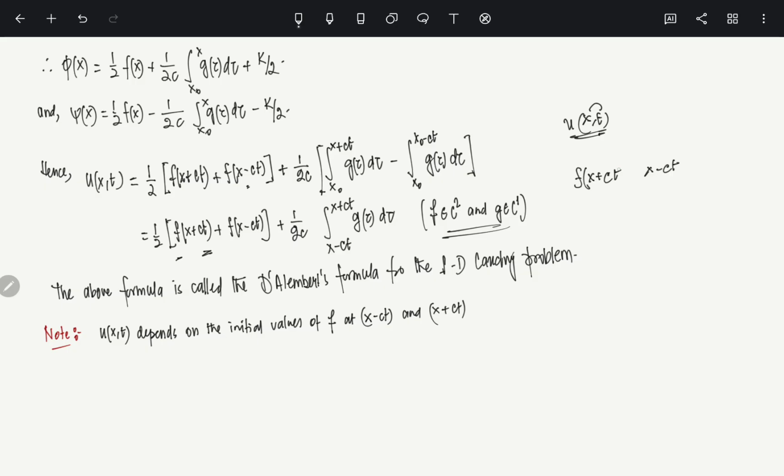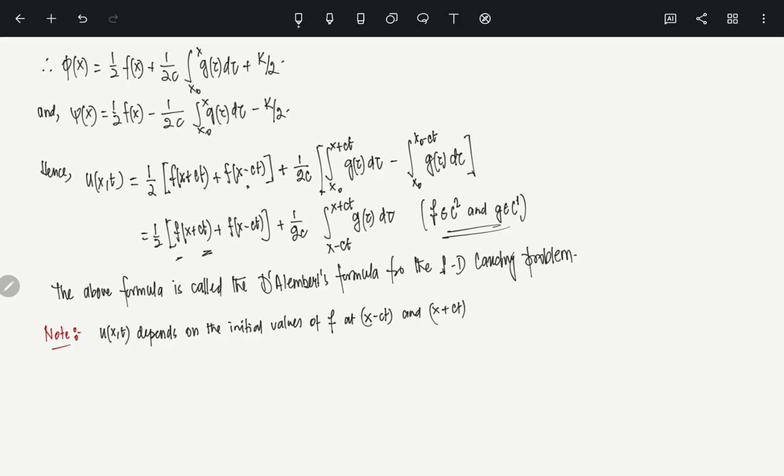And f is given to us, so we know what f is at these two particular points. So the first part depends only on the value of f at the endpoints x plus ct and x minus ct. It does not depend on anything inside; we don't care about what happens to f inside. We just care about what happens at x plus ct and x minus ct. c will be given to you.